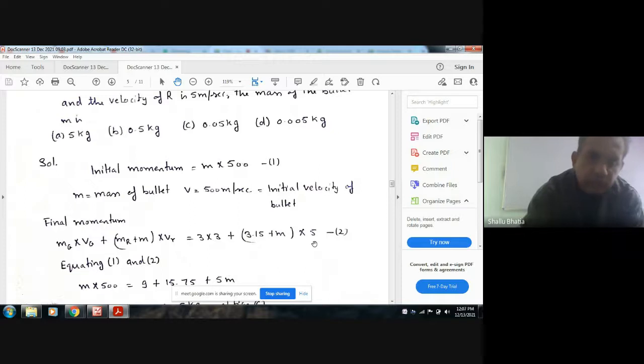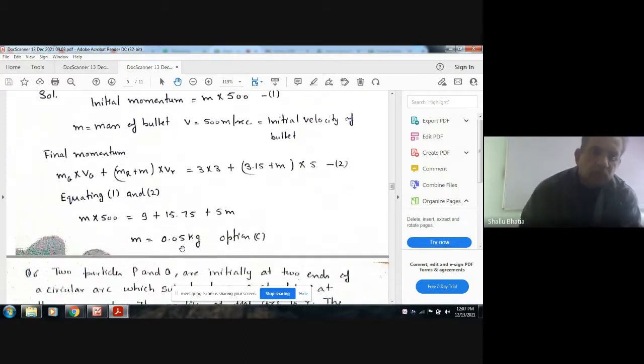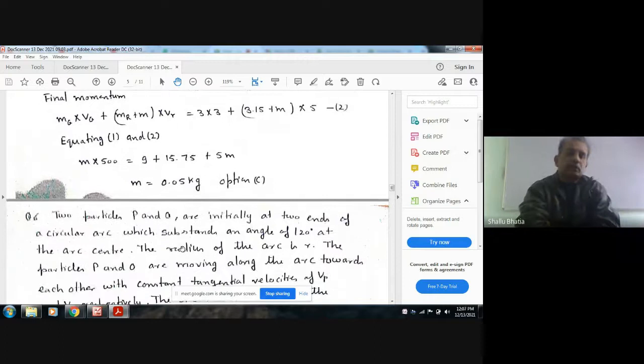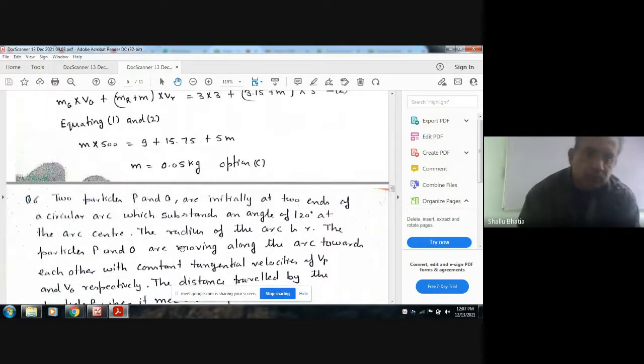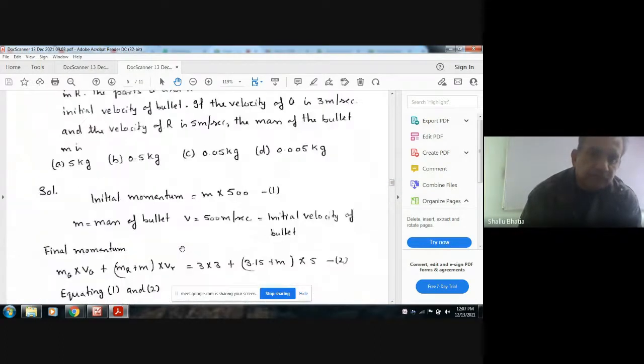Now equating initial momentum and final momentum, we can find m. So m is 0.05 kg. Option C. Okay, option C.